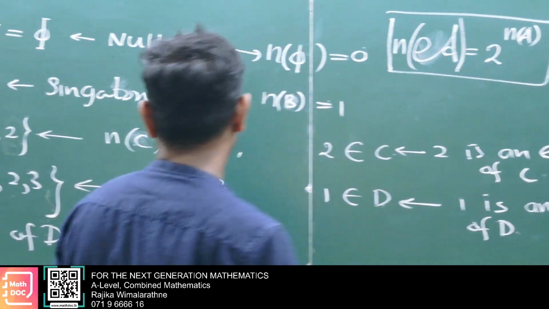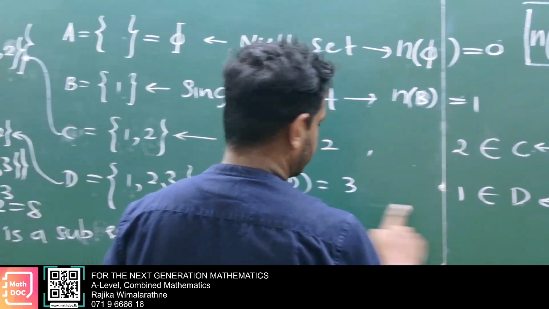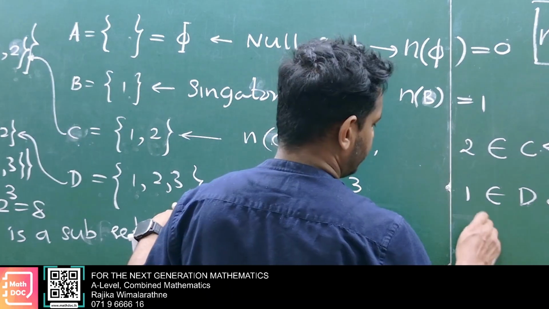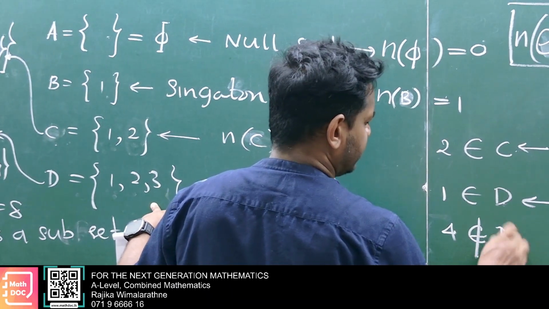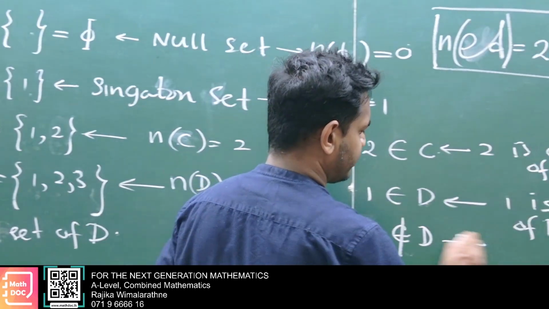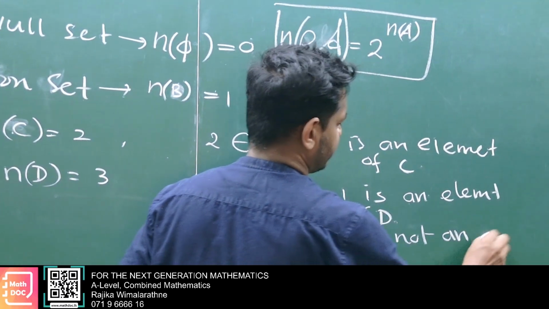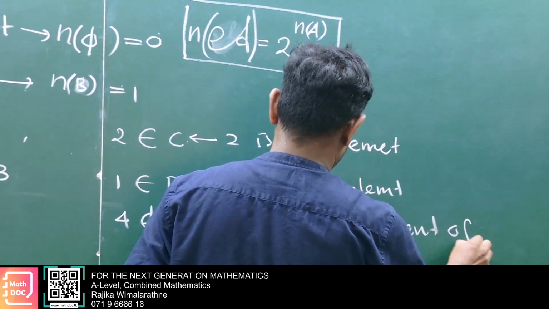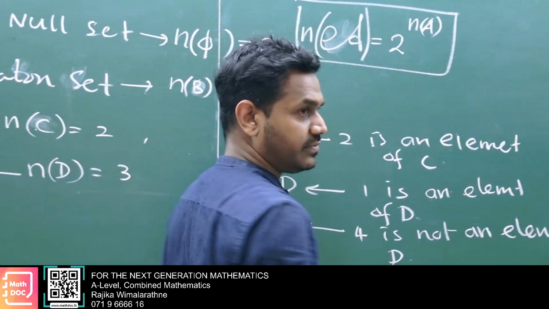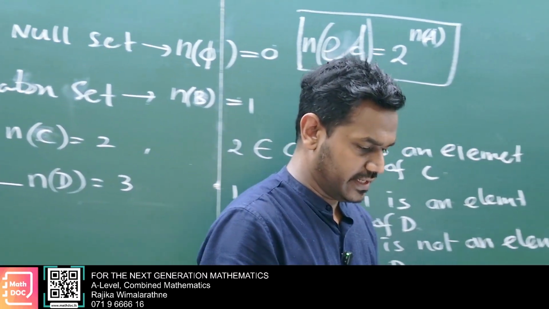So when you go to here, let's consider this. Here 4 is not an element of D. Here we denote it this way: 4 not an element of D. 4 is not an element of D.